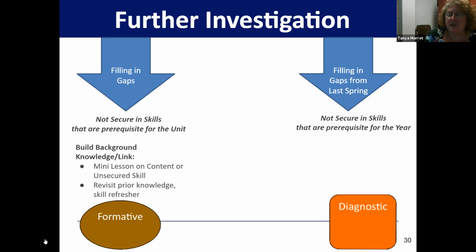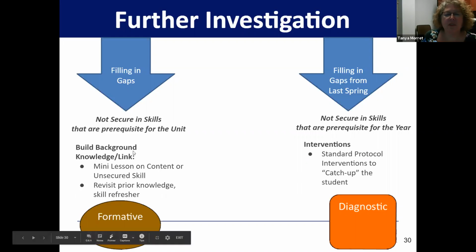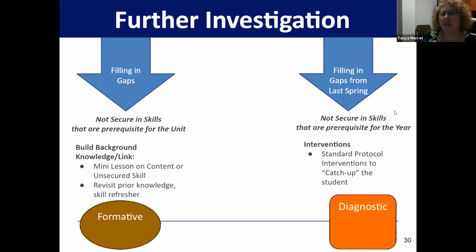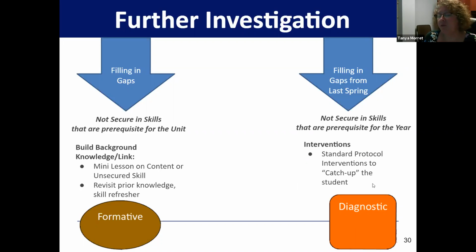We might have students, though, who need gaps filled in for the current unit and gaps for the prerequisite year. So this group of students may include all of these students, but this group of students may not include all of these. And these are the students for whom we really need to figure out how to catch them up. We need to use some standard protocol interventions and really work in there at whatever level they are on the continuum. And I think about what Dr. Vanderhayden had said this morning.